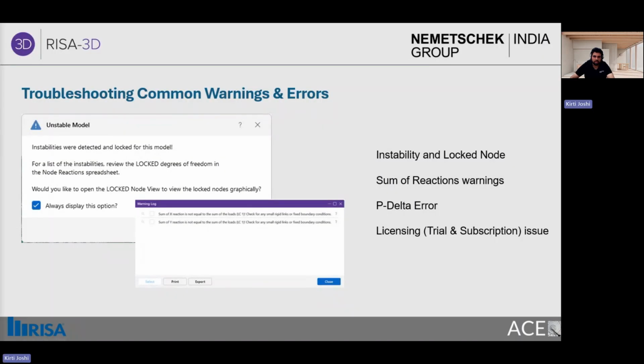So I would also like to highlight some of the common issues and warnings that engineers like us mostly face while working in RISA 3D. As you can see on the screen, some of the warnings are the unstable model and the warning log, and also the P-delta error, which we'll discuss.